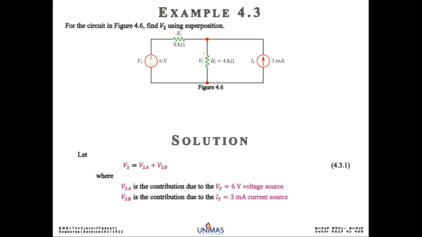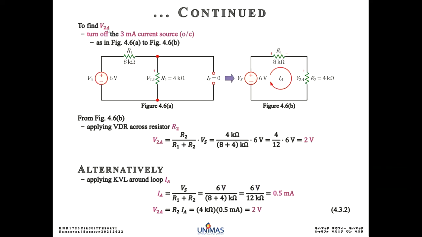Now you have already identified V2 is equal to V2A plus V2B. So you need to analyze due to Vs or Is. So as is stated there, kalau you nak turn off current, you open circuit. Kalau you nak turn off voltage, you short circuit. So tu saja yang the next step that you need to remember. So now you say that, okay, to find V2A, open circuit Is ataupun turn off Is, meaning to say you open circuit it. So to find V2A, turn off the 3 milliamp current source. That is what you do.